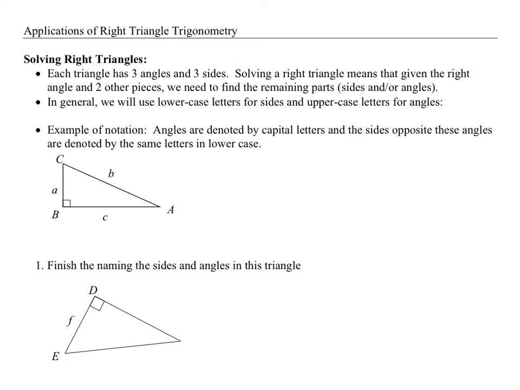Now, in general, we label the sides with little letters and the angles with capital letters. So let's look at this first example here. Let's finish naming the sides and the angles. So this is angle D, which is the right angle, and opposite the angle D is side little d. Now look at E. E is the angle, capital E, the side opposite will be little e. And then on this one we have little f, the angle opposite will be capital F. So that's the naming of the triangle.